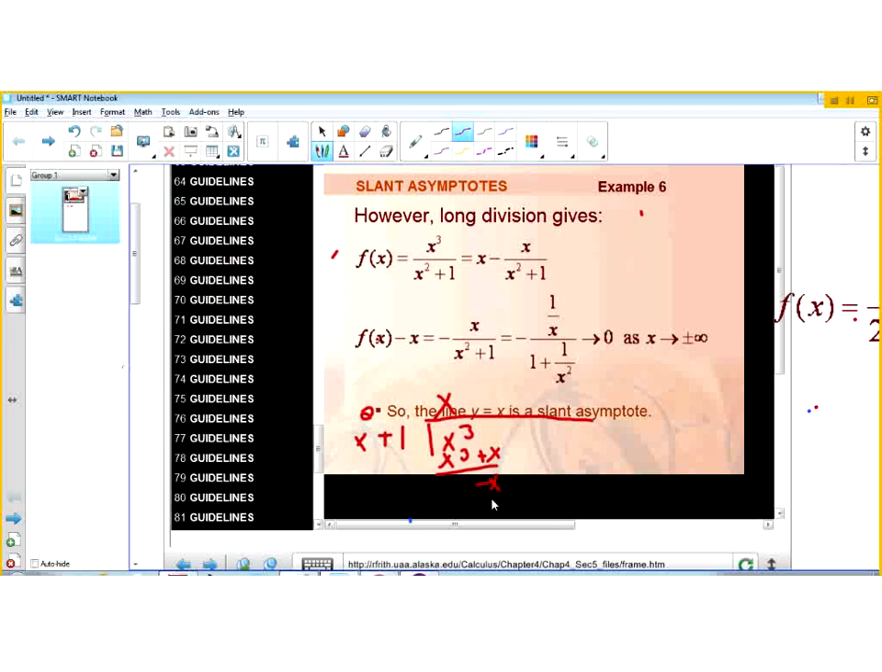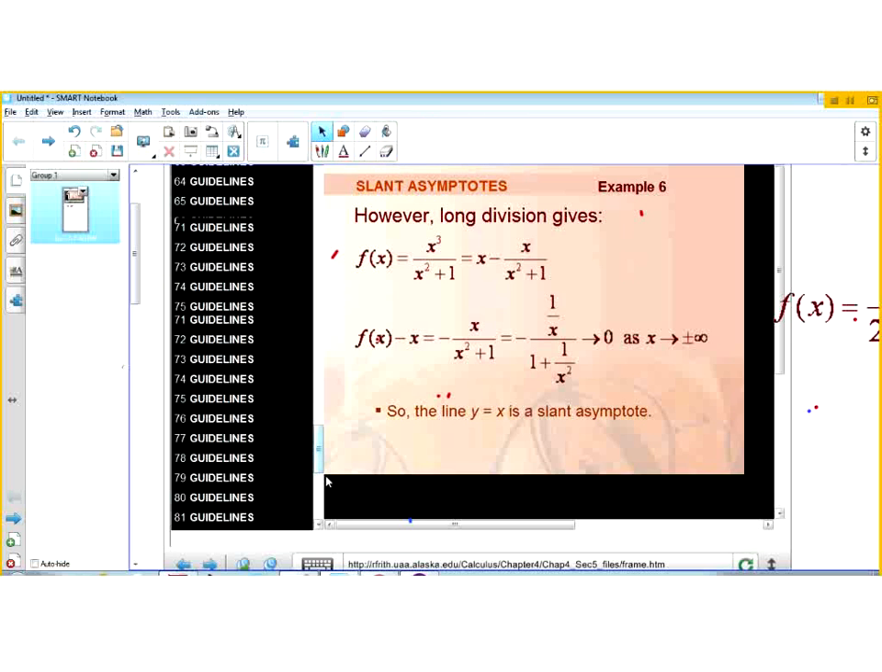Okay, and so you discard the remainder, and so the line y equals x is a slant asymptote. It's easier than all of this rigmarole of calculations. Okay, what next?